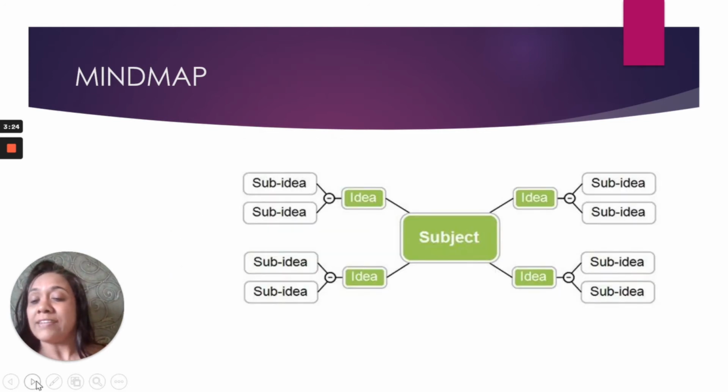So what does a mind map look like? Well, this is the structure of the mind map. A mind map has a central node, which is the subject or topic that is being discussed in the brainstorming session. And from the central node, there are several branches that come out of the mind map. These branches are the ideas that are generated. Each of these ideas can further have sub ideas attached to it. So we'll take a look at this with the help of an example.